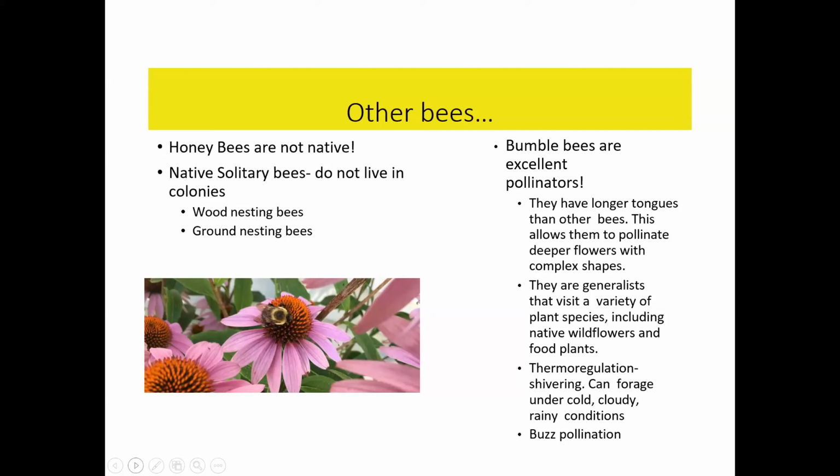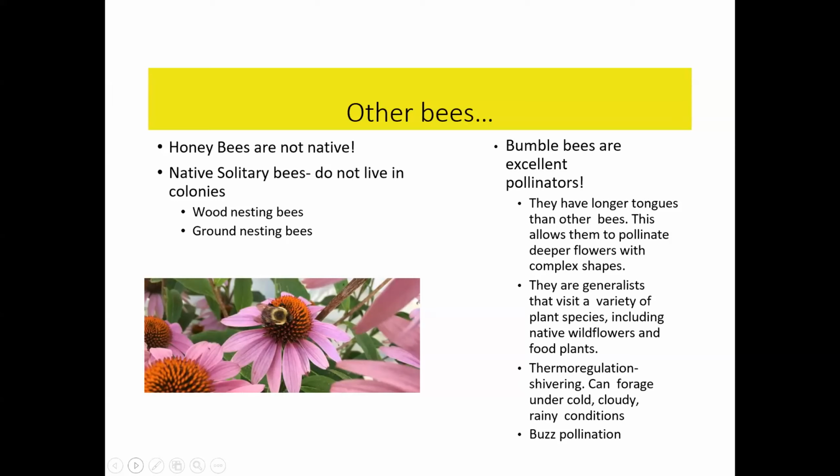Our other native bees are bumblebees. And bumblebees are really good pollinators. For one thing, they have long tongues, and that allows them to pollinate flowers that are deeper, more tubular, have more complex shapes. They are also generalists, so they'll visit a variety of different plant species, including our native wildflowers and our food plants.